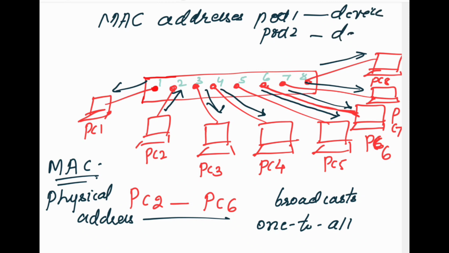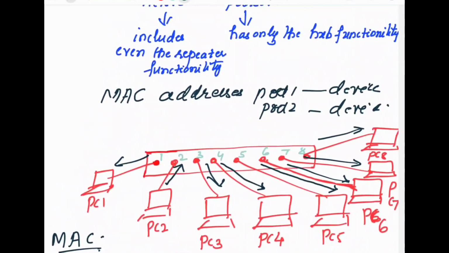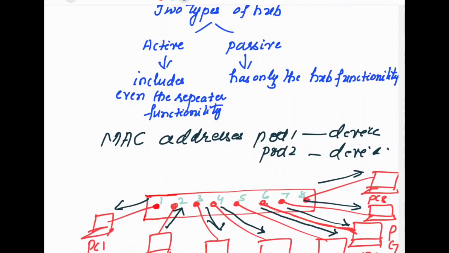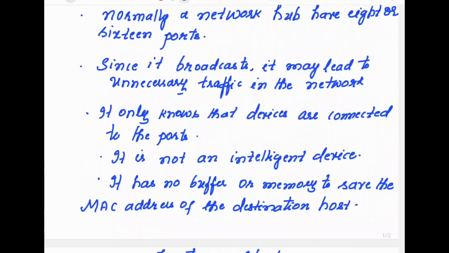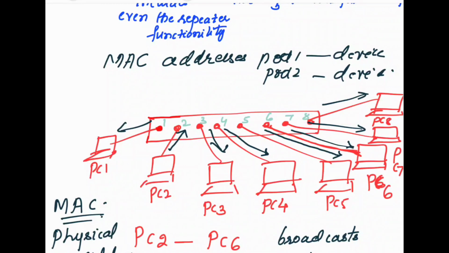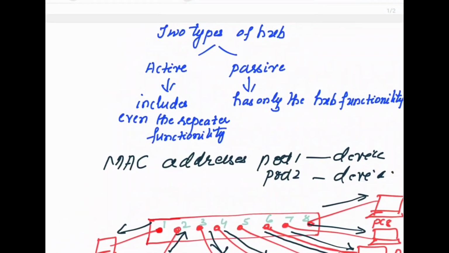So normally what is happening is, if the hub starts sending the message to all the PCs that are connected, then it is going to create unnecessary traffic in the network, or by sending the message to all the PCs, we are wasting the bandwidth. So to overcome this kind of problem, let us see what other device we can use in networking. But before we move on to the next one, you just remember these things.